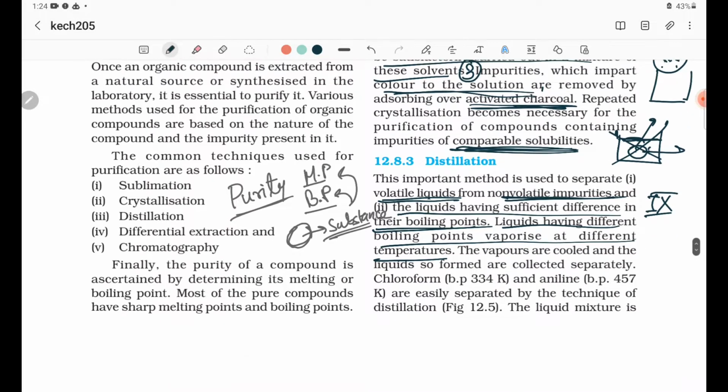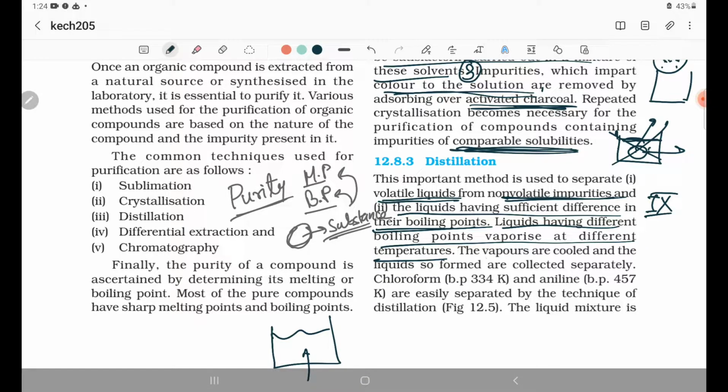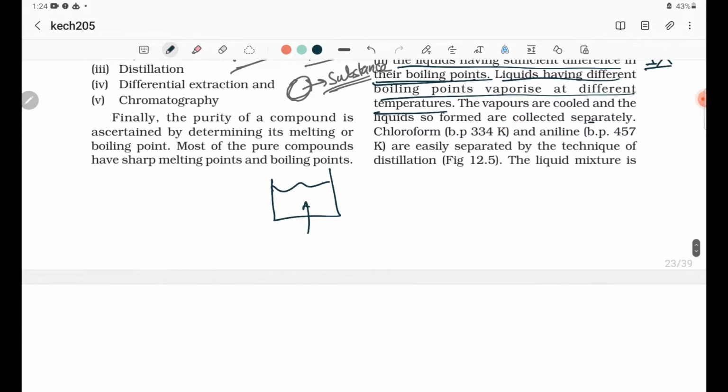Suppose there is an organic compound which is liquid, one is volatile and one is non-volatile, or liquids having different boiling points. So what will happen? At one particular temperature, the vapors will come, and they are cooled, and the liquids so formed are collected separately. So you know what distillation is.